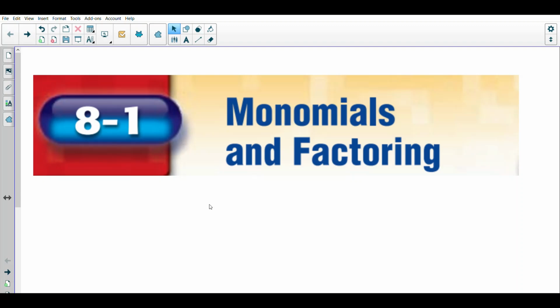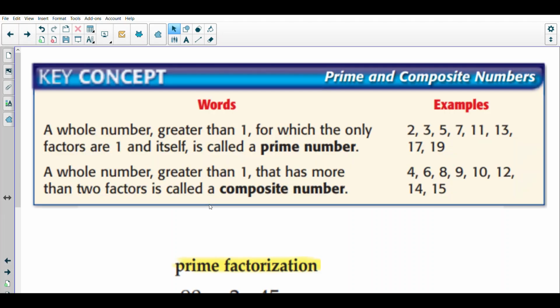In today's video, we're going to look at section 8-1, monomials and factoring. So we're going to go back to the idea of being able to break apart a number. As we look, we need to know what a prime number and a composite number are. A whole number greater than 1 for which the only factors are 1 and itself is called a prime. So the first 8 would be 2, 3, 5, 7, 11, 13, 17, and 19. We can go on, but those we don't really need to memorize.